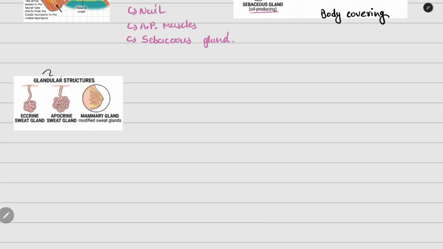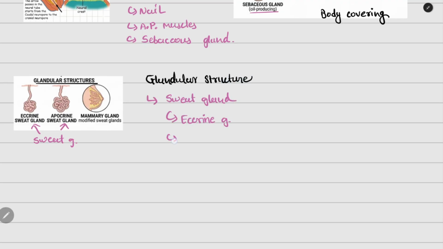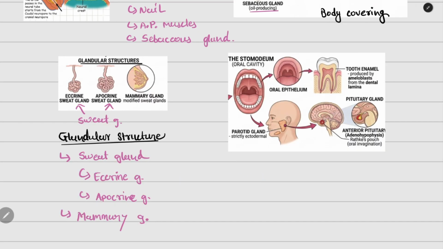Okay, now we move forward and see glandular structures formed by surface ectoderm. We have two types of sweat glands, eccrine sweat glands and apocrine sweat glands. And also we have the modified sweat gland, which is the mammary gland. So glandular structures formed by surface ectoderm are two types of sweat glands, eccrine gland and apocrine gland, and the mammary gland. And now we have the stomodeum formed from surface ectoderm.